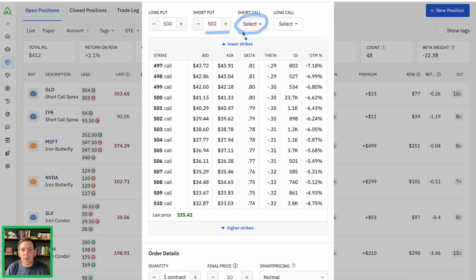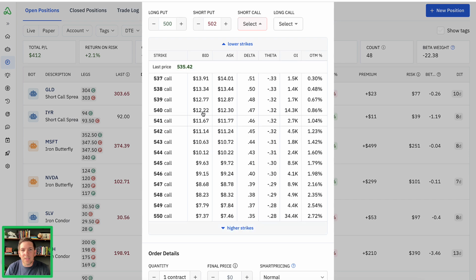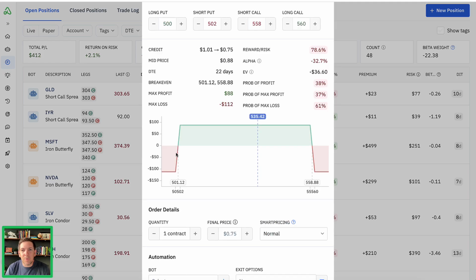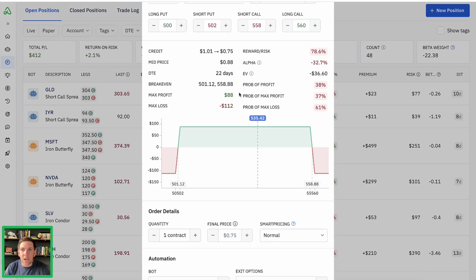It goes to your short call strike. We're not going to do the short call strike at the same level. We're going to do it much, much higher than where the stock is. So we're going to drop that last price down here. We'll go much higher here. So we'll go something like, let's do 558. And then we'll last do our 560 here. And we can just kind of mess around with this as we go.